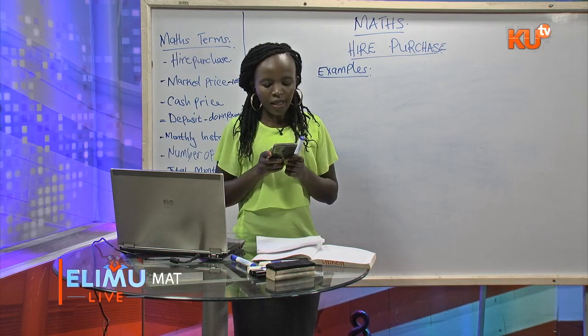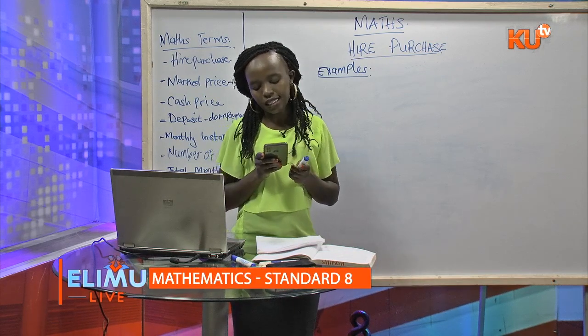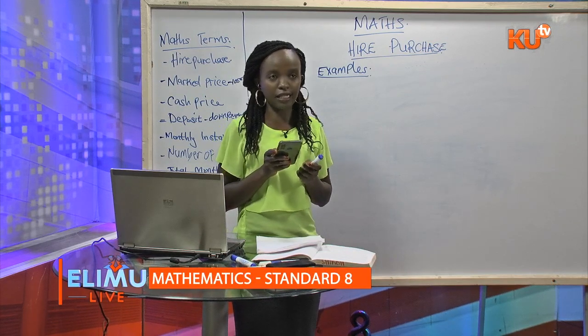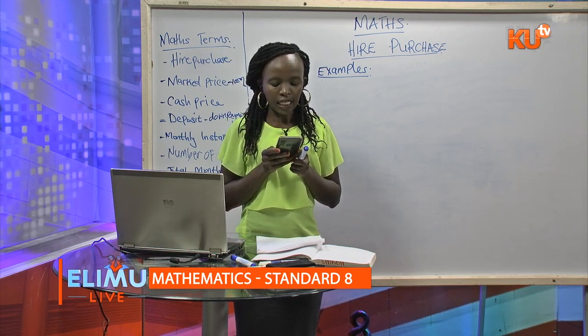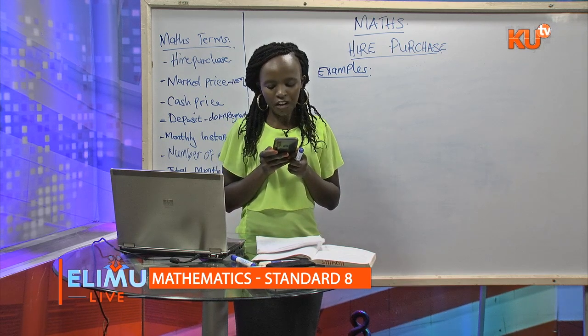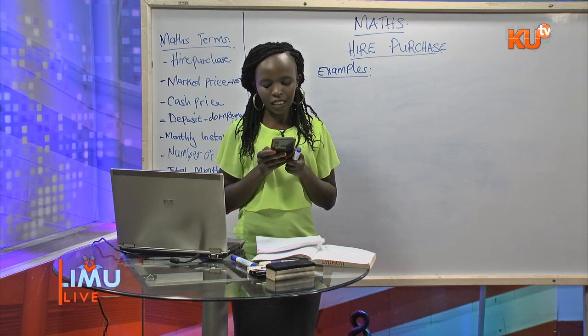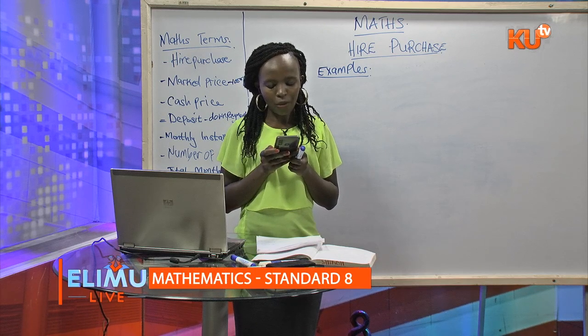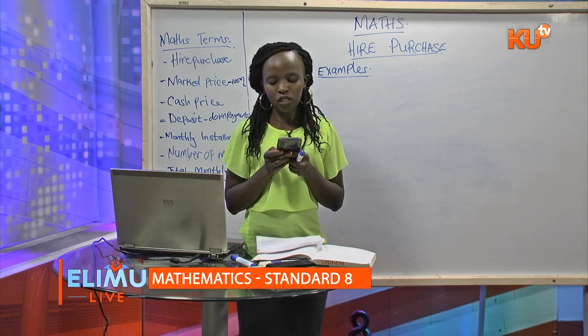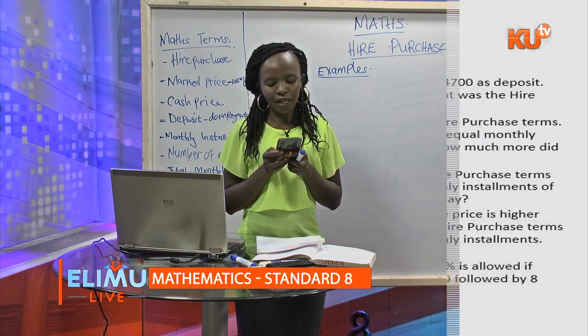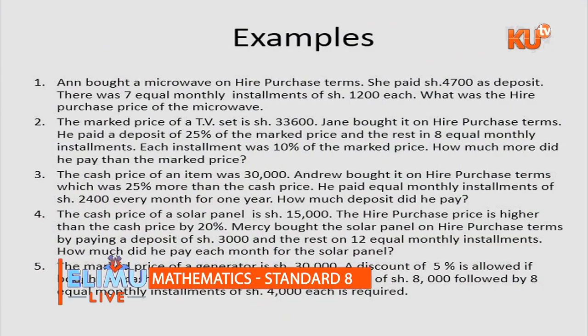Example 2. The marked price of a TV set is 33,600. Jane bought it on hire purchase terms. He paid a deposit of 25% of the marked price, and the rest in 8 equal monthly installments. Each installment was 10% of the marked price. How much more did he pay than the marked price?